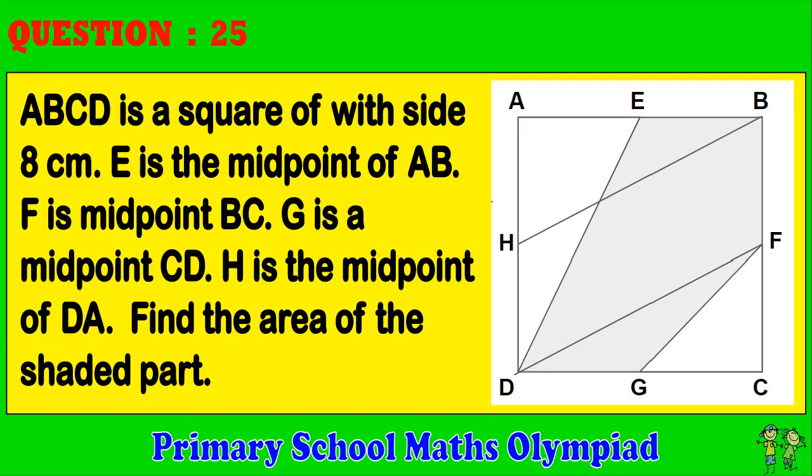Question 25. ABCD is a square with sides of 8 centimeters. E is the midpoint of AB. F is the midpoint of BC. G is the midpoint of CD. H is the midpoint of DA. Find the area of the shaded part.